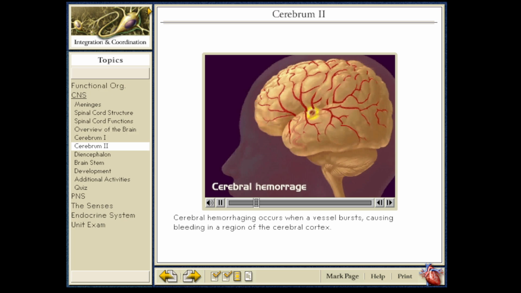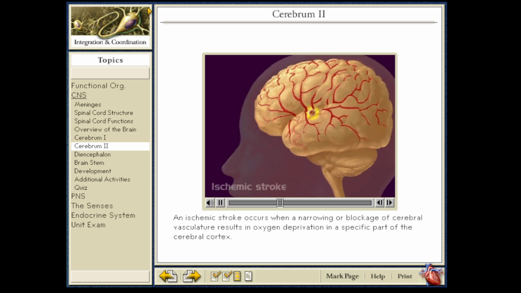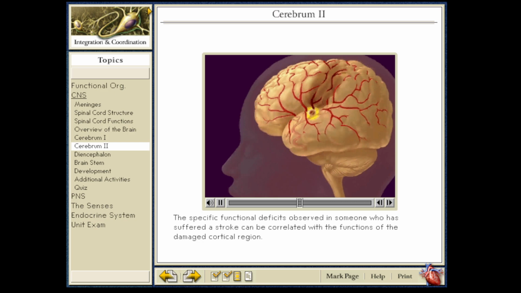Cerebral hemorrhaging occurs when a vessel bursts, causing bleeding in a region of the cerebral cortex. An embolic stroke occurs when small clots that formed on other parts of the circulatory system occlude cerebral arteries and cut off the blood supply to a part of the cerebral cortex. An ischemic stroke occurs when a narrowing or blockage of cerebral vasculature results in oxygen deprivation in a specific part of the cerebral cortex. The specific functional deficits observed in someone who has suffered a stroke can be correlated with the functions of the damaged cortical region.